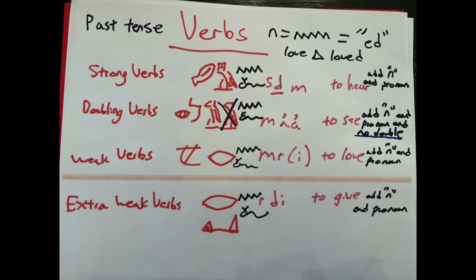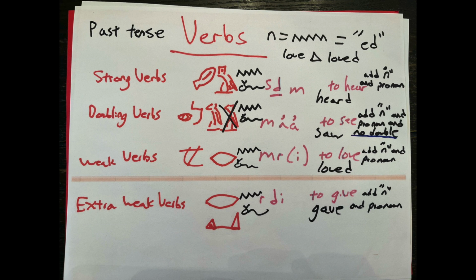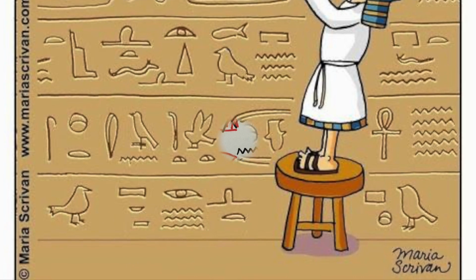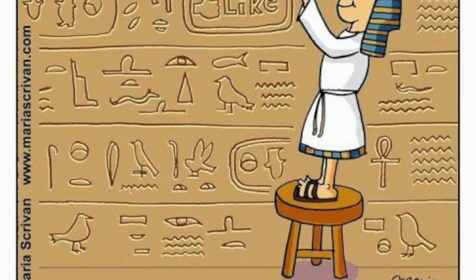All right, so there is your clue. N for ED, and love becomes loved. A great tense that's used a lot, like a real lot. So your homework is to basically copy this and create your own cheat sheet for past tense verbs because, well, most of Egyptian writing is about the past, like I did something something while I was alive. You'll get to the past tense a lot.